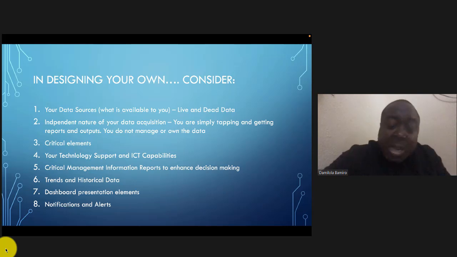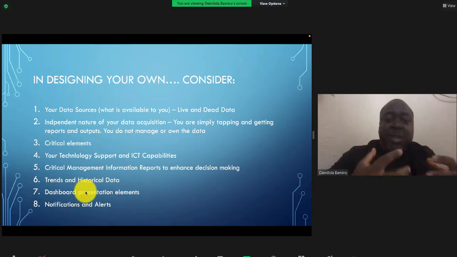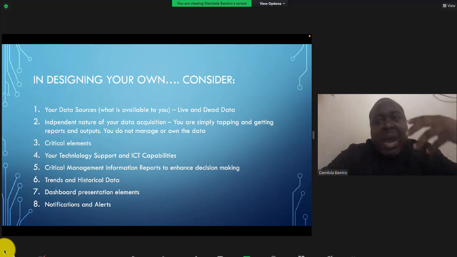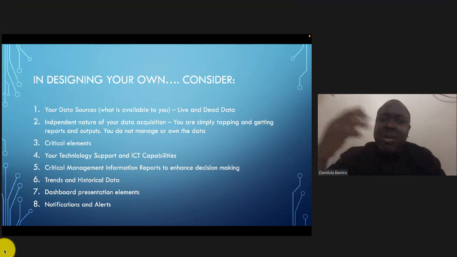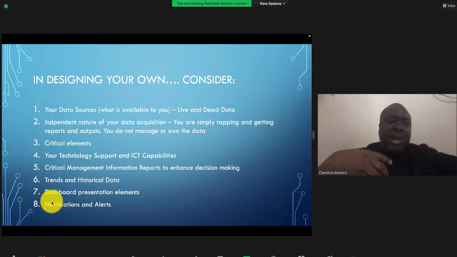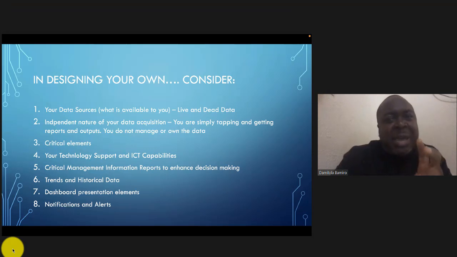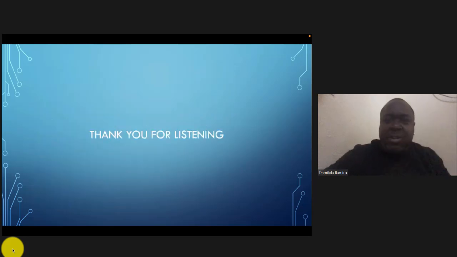And the trends and historical data you would like to elicit from the dashboard. This is very important in designing it. Then how do you want to present it? Is it charts, bar graphs, numbers, all of that. And then your notifications and alerts, human or technology, as I would call it. These are all the key elements I believe you should consider and begin to look at in creating a great dashboard for your institution.